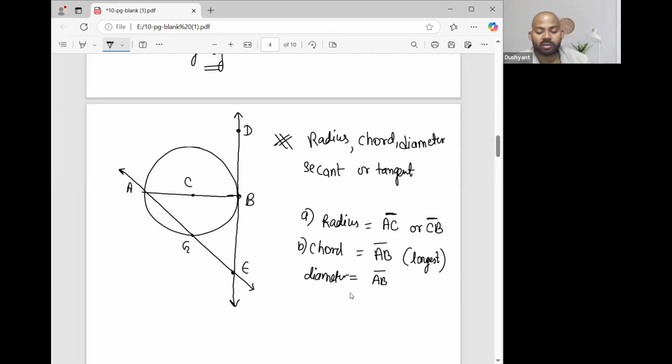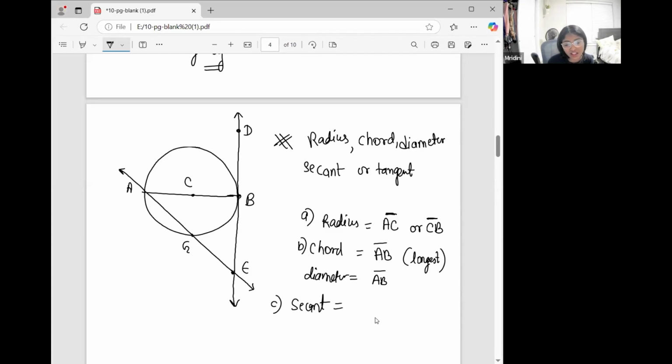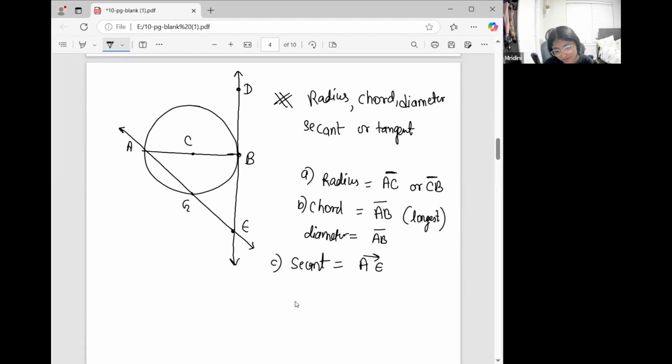So here we can see, for the diameter we have done secant. Tell me the secant. Secant is A and E. That's the point. Tangency is D and DBE. Correct. Yes. So that can be my D and E.